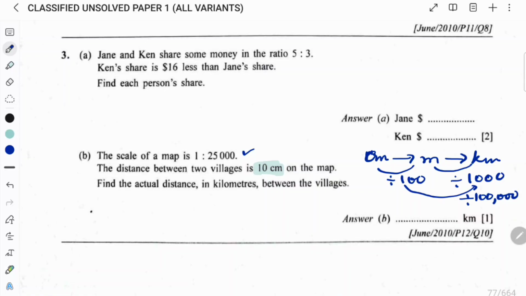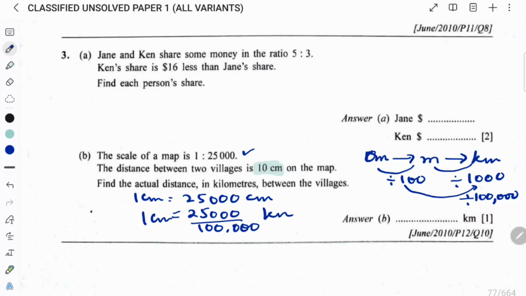So 1 is to 25,000. So 1 centimeter is equal to 25,000 centimeters when the ratio is given. It means that the units are the same on both sides. So 25,000 divided by 100,000 will become kilometers. That is equal to a quarter or 0.25. 1 centimeter is 0.25 kilometers, which is a quarter.